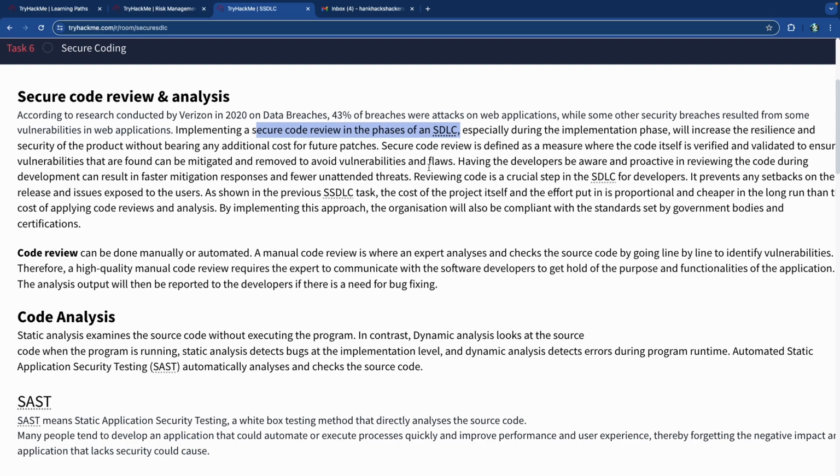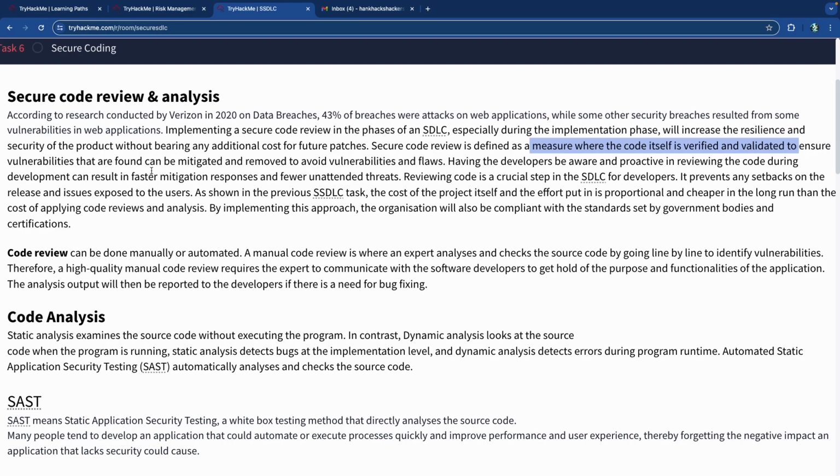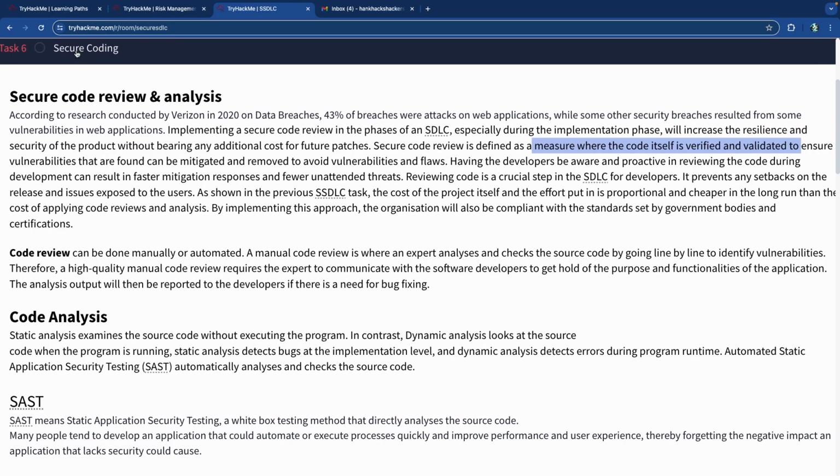So looking at secure code review in the phases of the secure software development lifecycle, especially during the implementation phase, will increase resilience and security of the product without bearing any additional cost for future patches. So secure code review is defined as a measure where the code itself is verified and validated. The name itself, secure code review, kind of implies that we're going to be looking at the code itself.